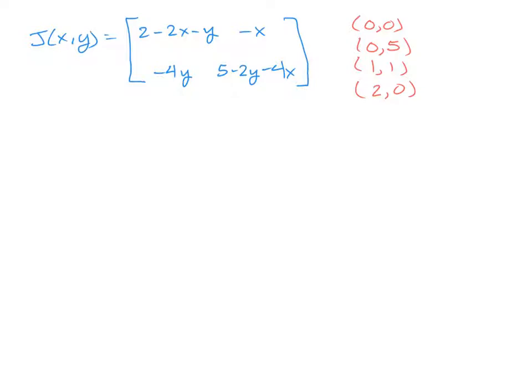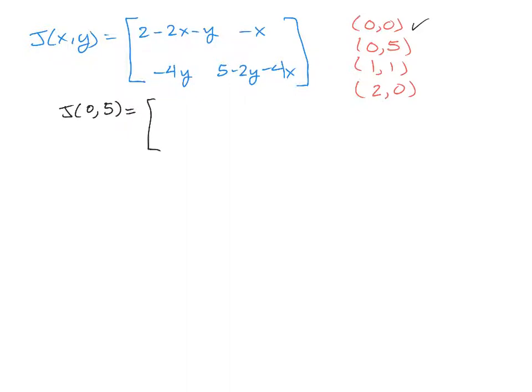Okay, so let's finish this example by looking at the other three equilibrium points. Remember, we already found out that the point (0, 0) was a source node. So now let's take a look at the point (0, 5). The Jacobian at (0, 5) is equal to, and again, we're putting in 0 for x and 5 for y.